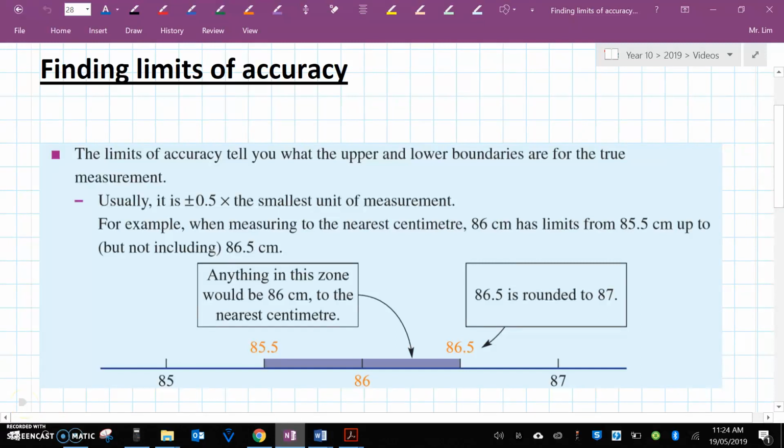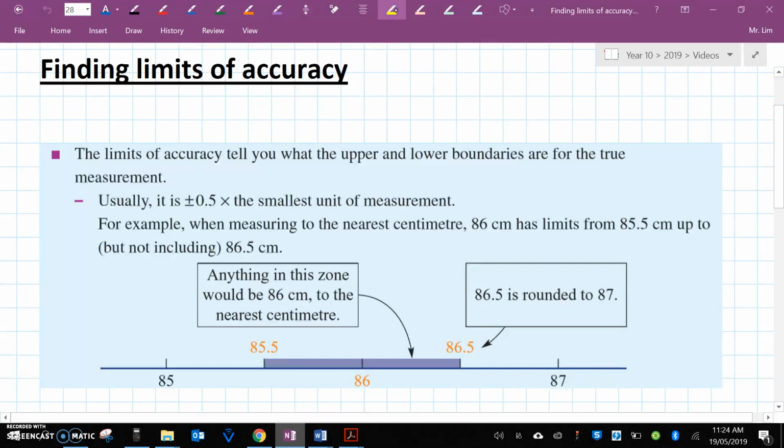Okay, so in this video, we're going to have a look at how to find limits of accuracy. The limits of accuracy tell you what the upper and lower boundaries are for the true measurement. That's because all measurements are never truly accurate. So it could be a little bit bigger or a little bit smaller than what we have measured.